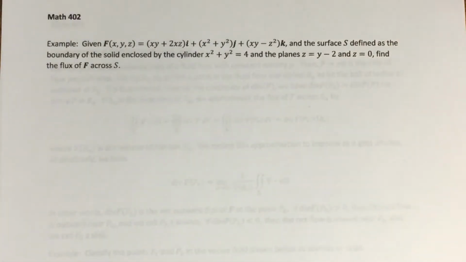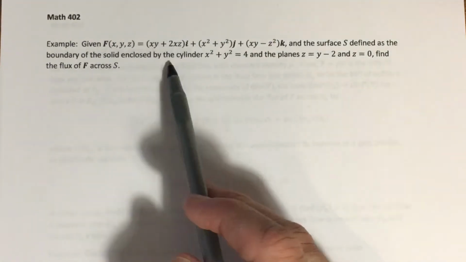All right, so here's another example. Same idea as the previous case. Just wanted to get one more under our belts. So we have a different vector field and a different surface. Here's the vector field that we're given.